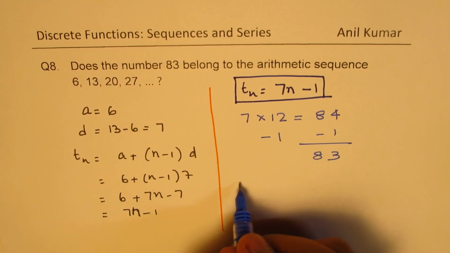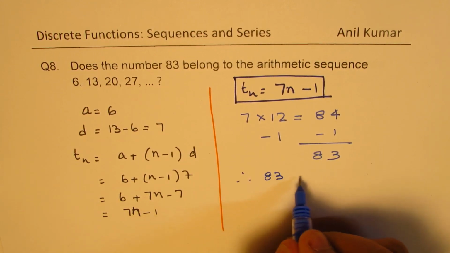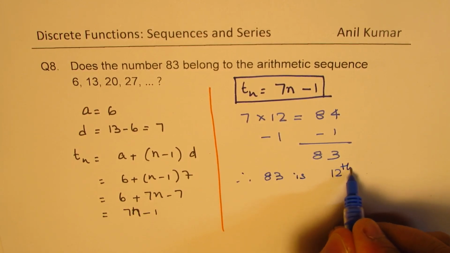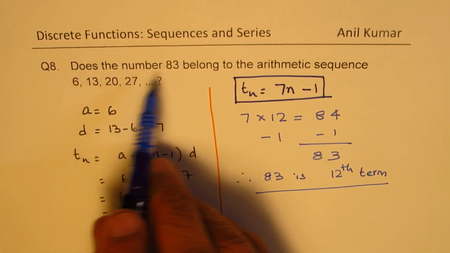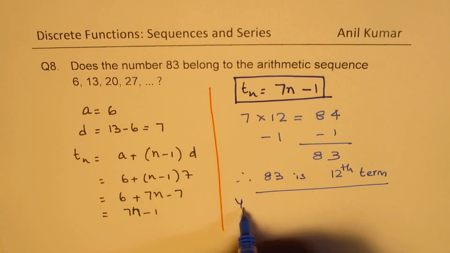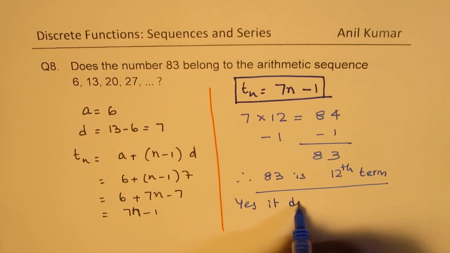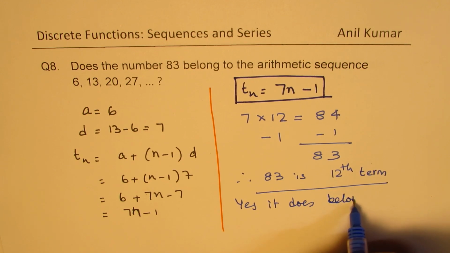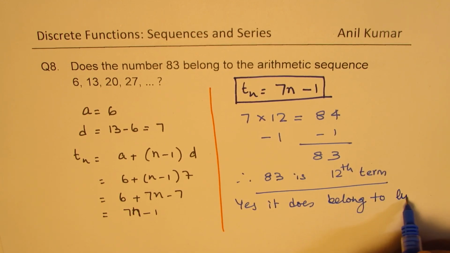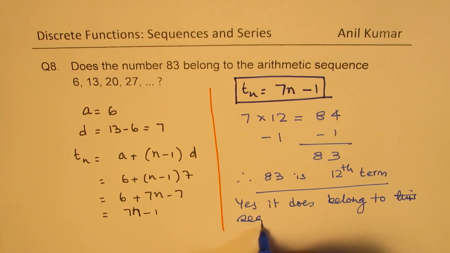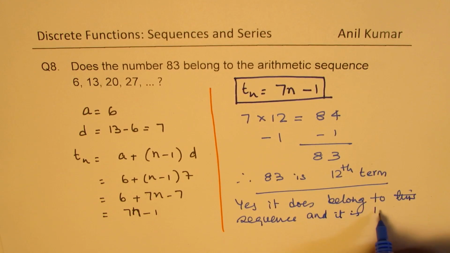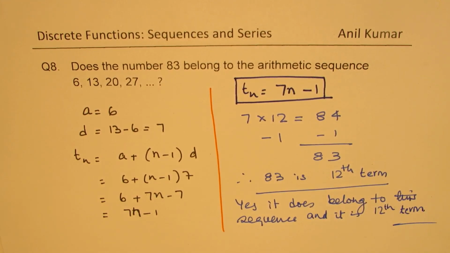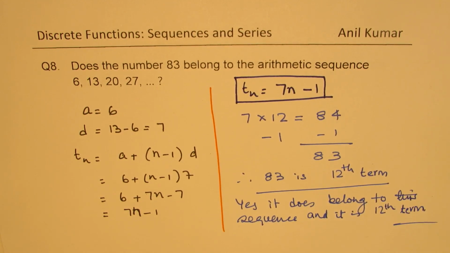Do you see that? Therefore, we can say that 83 is the 12th term. So does this number belong to the arithmetic sequence? Yes, it does. It belongs to the sequence, and it is the 12th term. Is that clear? So that is how you could answer question number 8.